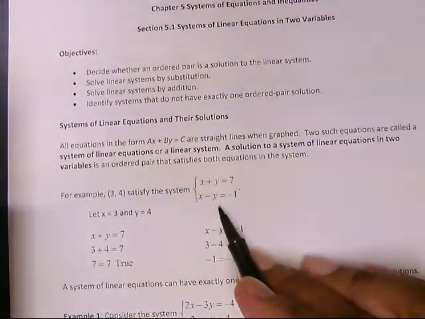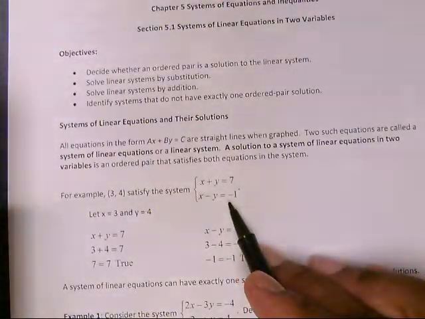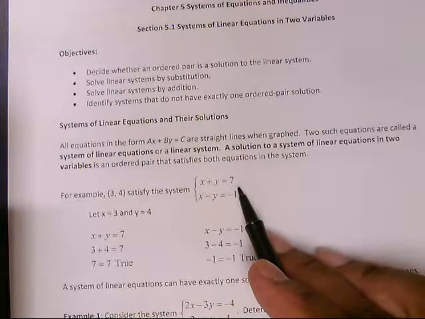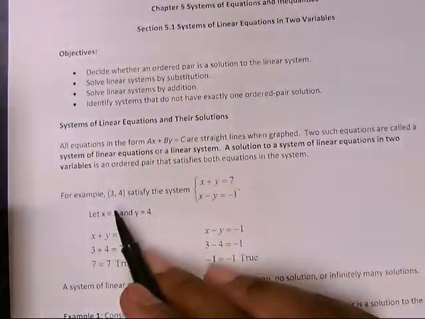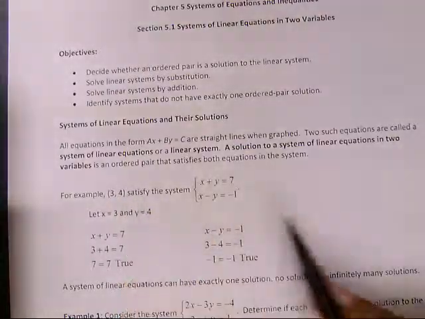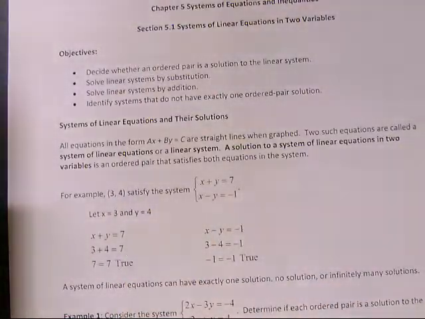Like in this case right here, we've got this system of equations, and it's in two variables, x and y. We've got two equations here, x plus y equal to 7, and x minus y equal to -1. Now the ordered pair 3, 4 satisfies the system.